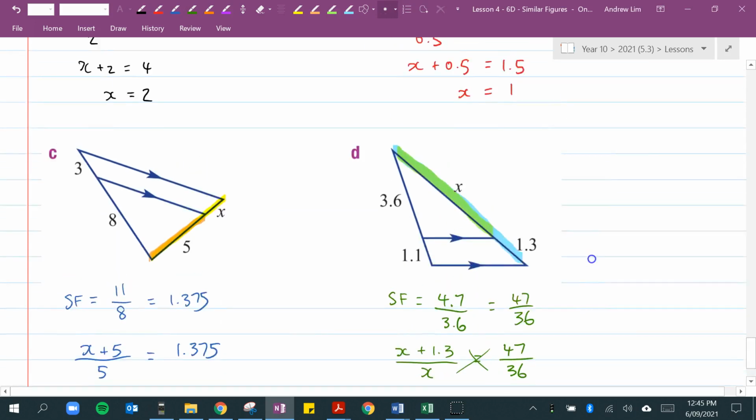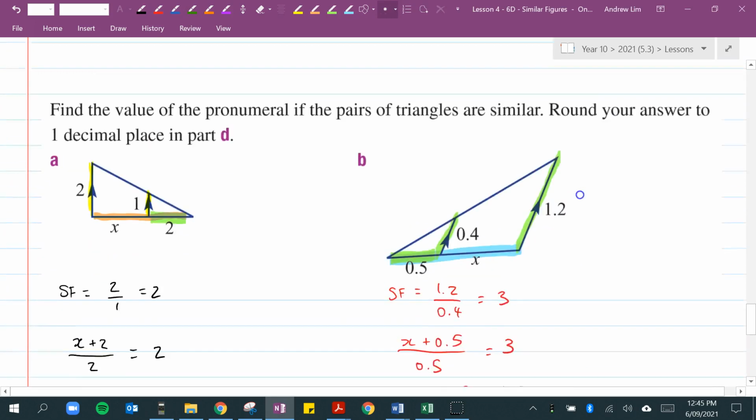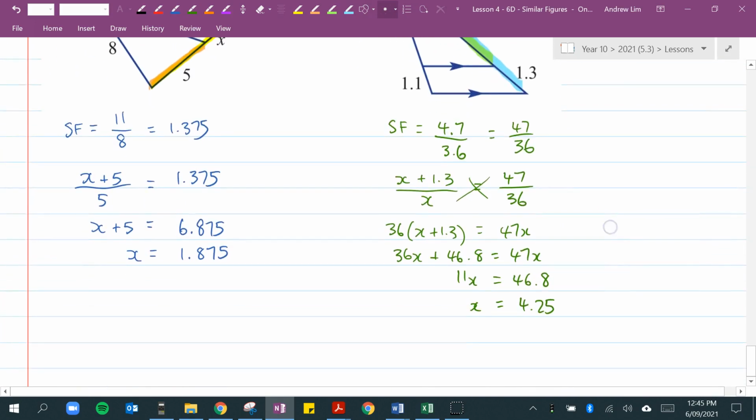Now what did the question say? It said to leave our answer to one decimal place. So 4.3.